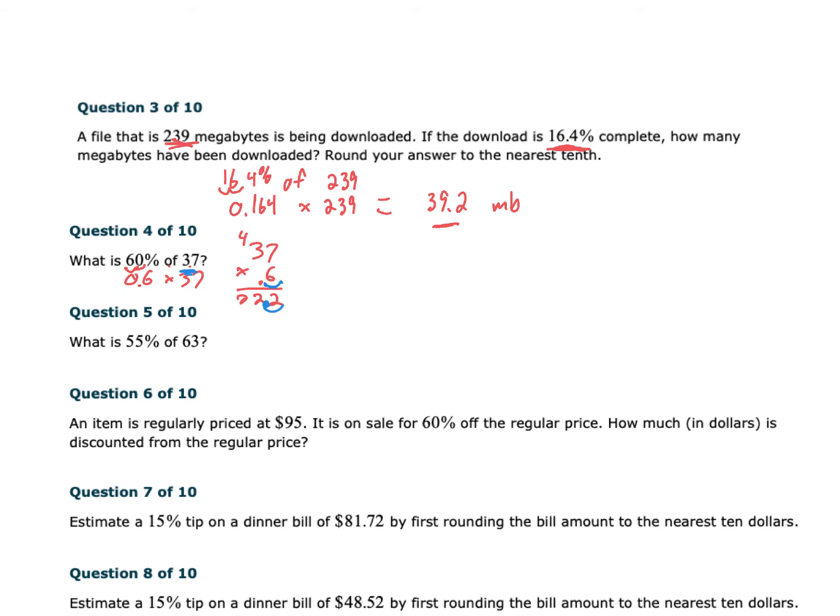Okay, 55% of 63, so 0.55 times 63. Again, we're going to multiply. Let's ignore that decimal. We could put either number on top. I could write this out to the side, but I'm just going to work it right there. We have 315 and then 315 tens. Then we've got to see how many decimals there are in all of our products combined. There's 2 there, none up there, so the answer is 34.65. We'll know it's about half of 63. That makes sense.